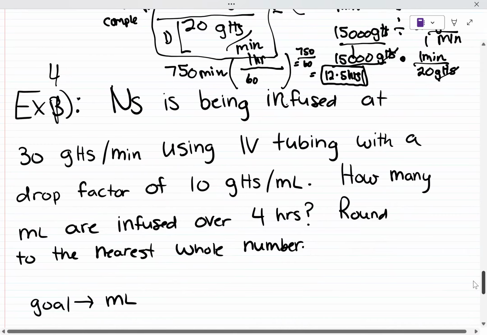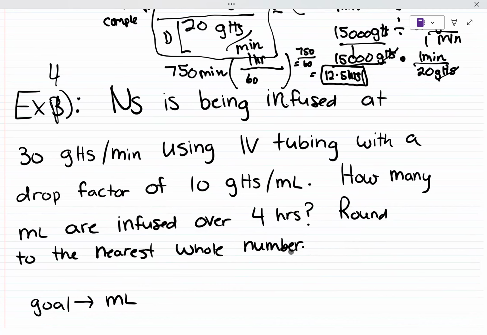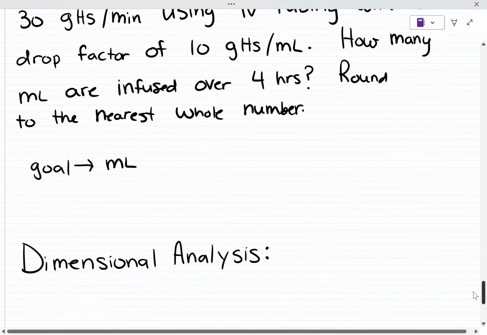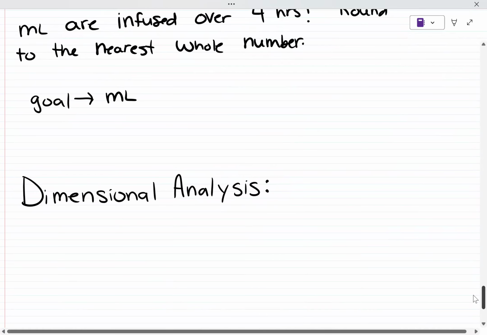Okay, example four. It says NS is being infused at 30 drops per minute using an IV tubing with a drop factor of 10 drops per milliliter. How many milliliters are infused over 4 hours? Round to the nearest whole number. So our final answer should be in milliliters, right? They're saying how many milliliters are infused over 4 hours. So that's our goal. So let's start with dimensional analysis.